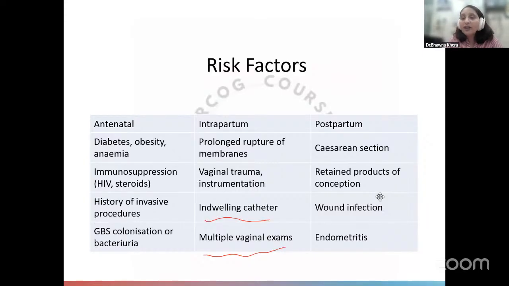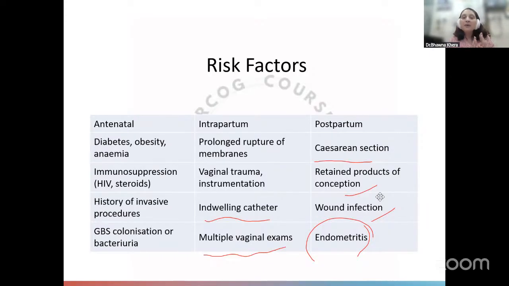So it is very important that you follow the hourly schedule. What kind of a recommendation is there that should be followed? So these are the various intrapartum risk factors. In postpartum, cesarean section, retained products, wound infections, and of course, endometritis is a very, very important one. So if you just put them in one list, it becomes very difficult to remember.